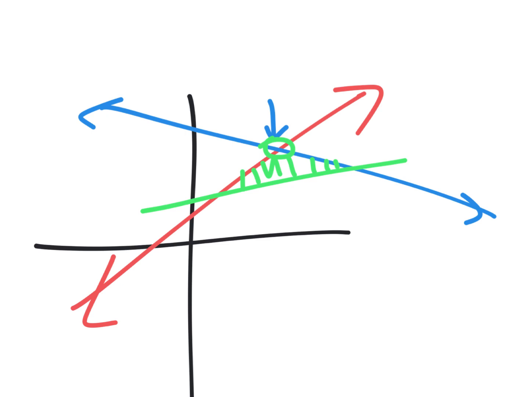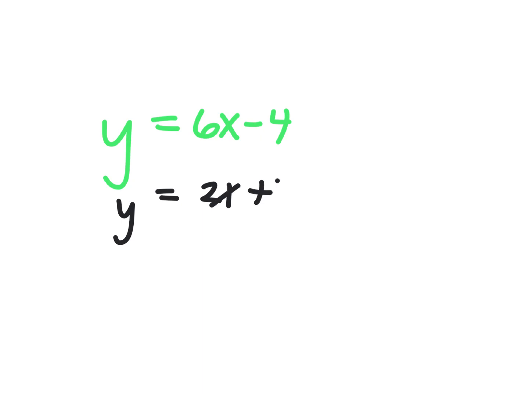Okay, that's a lot of algebra. Let's see if you really got that. Here's another equation. Y equals 6x minus 4. And y equals 2x plus 7. Would you agree that these two lines will cross? Yes. Because their slopes aren't the same.